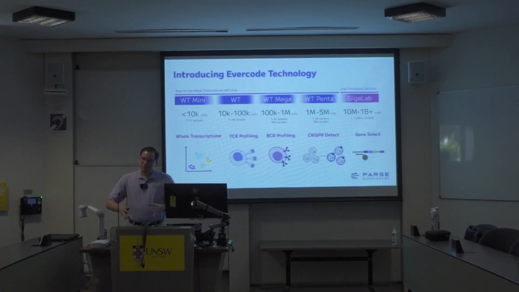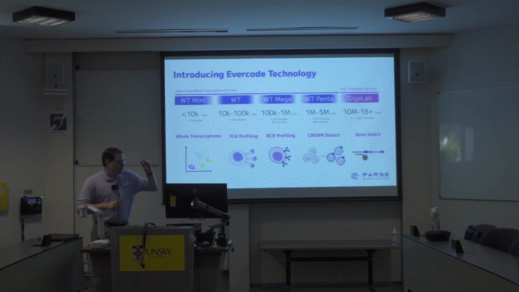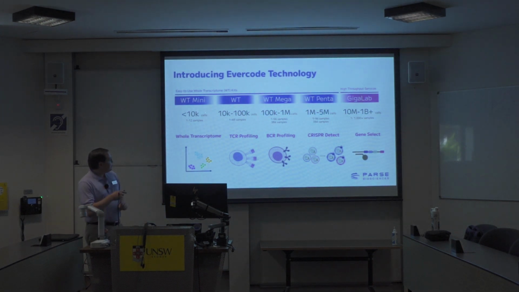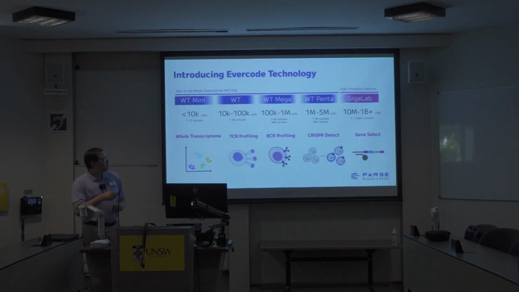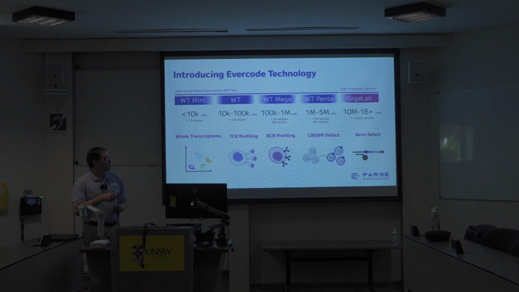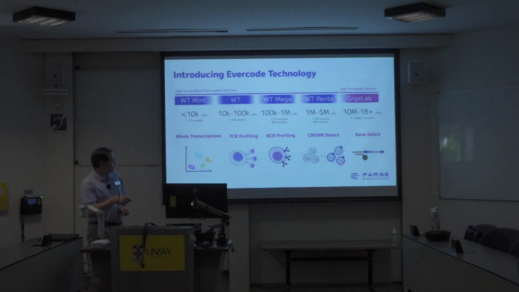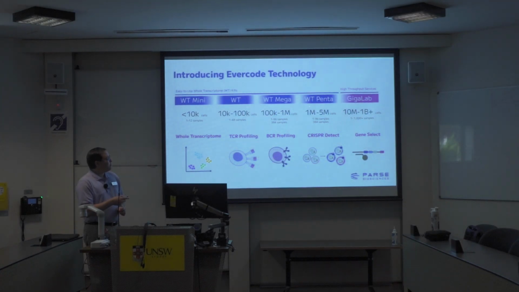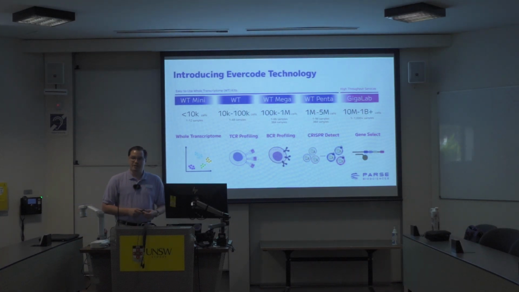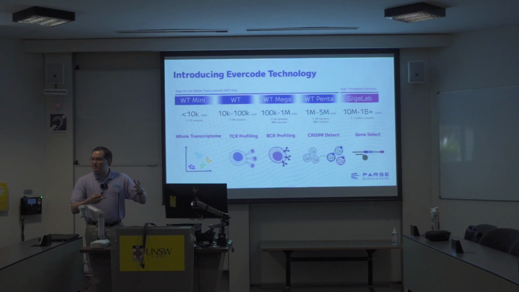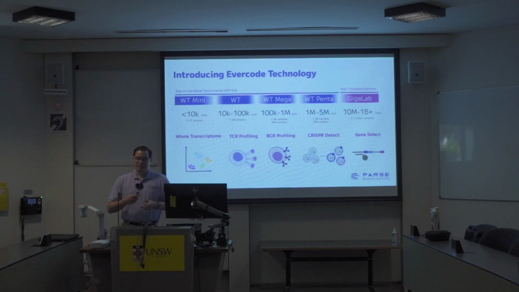So, Evercode technology, the way you want to think about this is the kits come in different sizes. Mini kit for 10,000 cells, WT kit, a whole transcriptome kit for 100,000 cells, mega kit for up to 1 million cells, penta kit for up to 5 million cells. And you're going to split that across up to however many samples it says here. So for example, a mega kit, 1 million cells, you can split it to up to 396 samples, or you can split it up with 384 samples. So if you do a 1 million cell kit, split it in 96 samples, and you get 10,000 cells per sample.